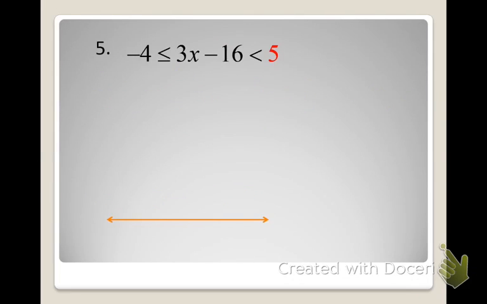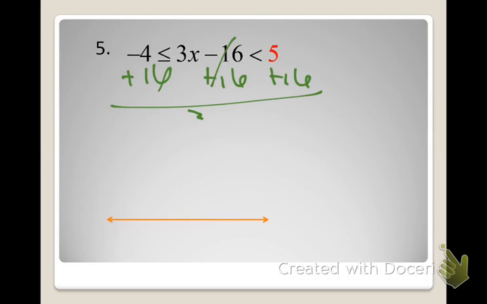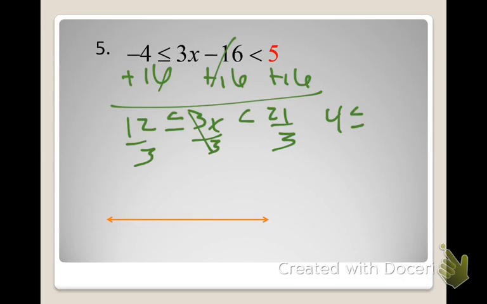Awesome. Got another one. Try that guy. Did you come up with this? So add 16. And then divide by 3, until you get 4 is less than or equal to x, which is less than 7.